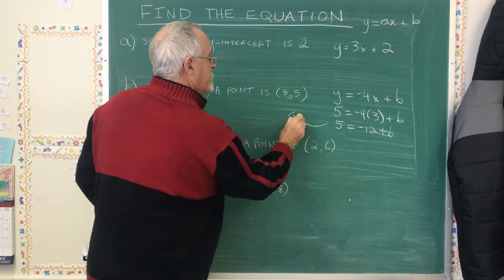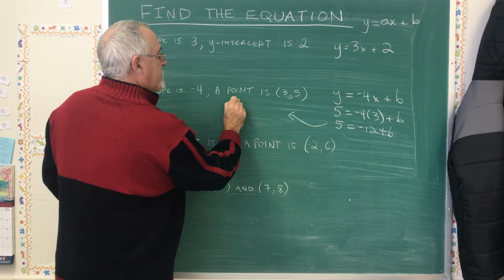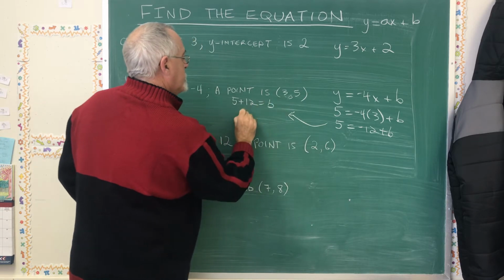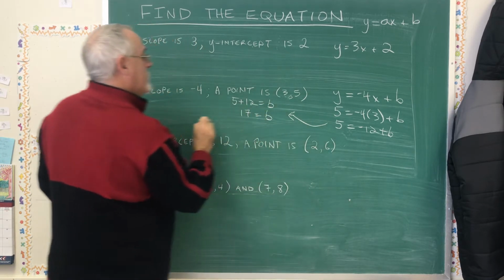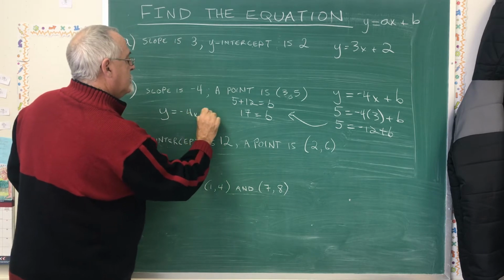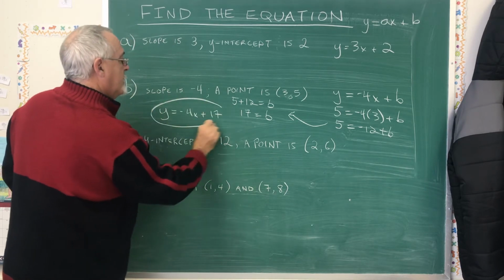Moving over here, 5 plus 12 equals b. 17 equals b. My equation is y equals -4x plus 17. There's my answer.